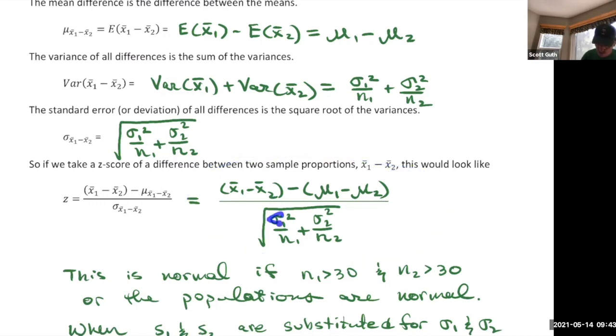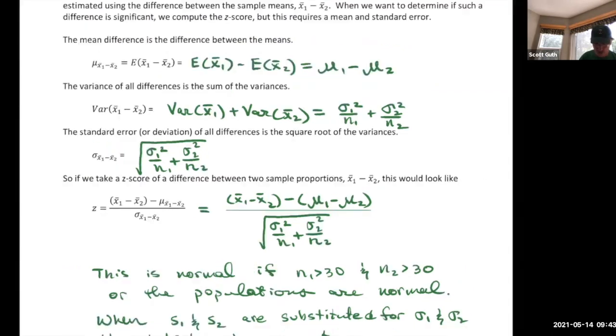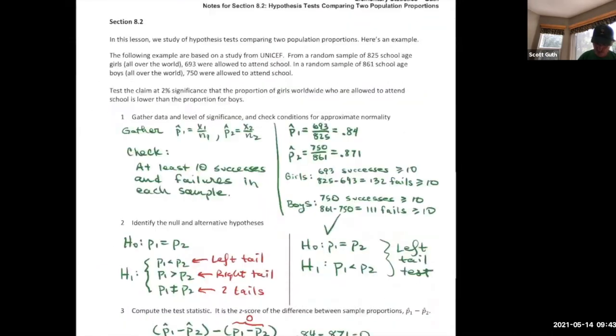So if you're using S1 and S2 here, this becomes a t distribution. Sample standard deviations are what cause t-distributions. So we did that in chapter 7 and we're doing it in chapter 8. Okay, is that okay? All right. Whenever the population standard deviations are not known, you'll see us using a t-distribution.